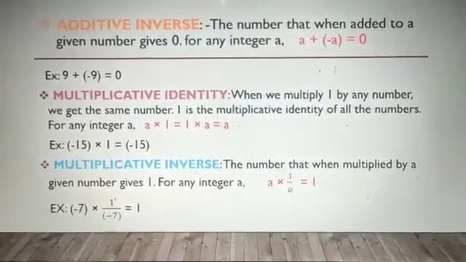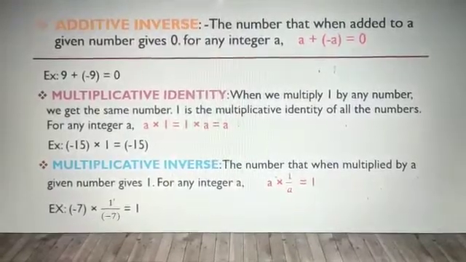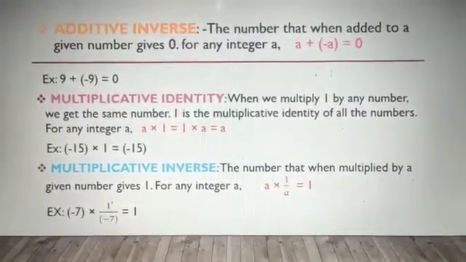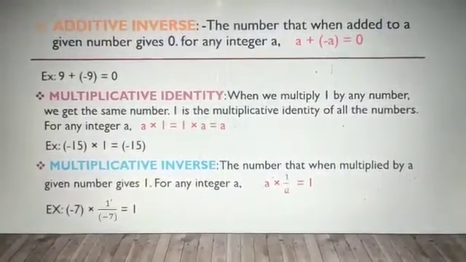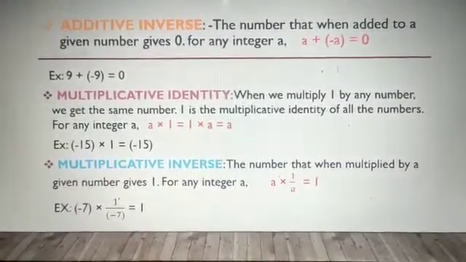So if you have observed one thing, for multiplicative inverse, we take the reciprocal of the number. That is, reciprocal of minus 7 will be equals to 1 upon minus 7. But for additive inverse, we change the sign of the number.